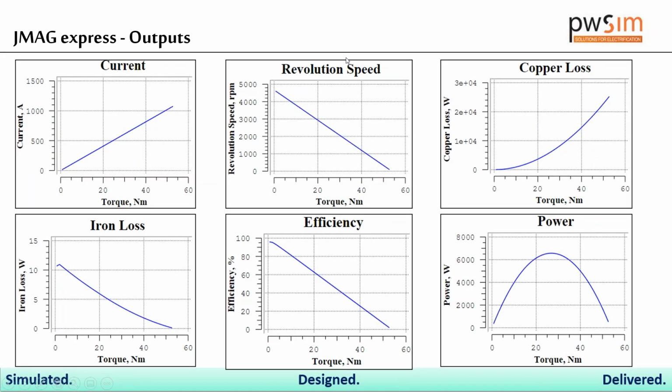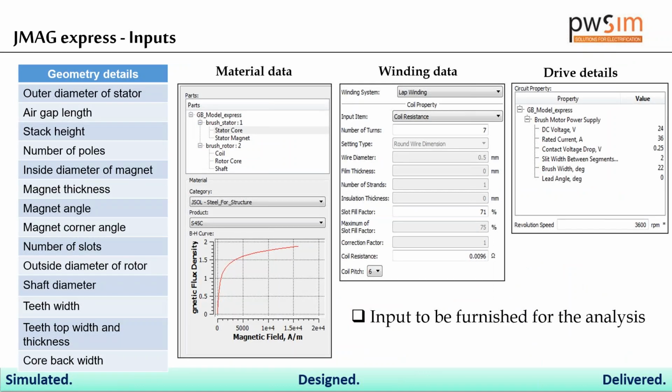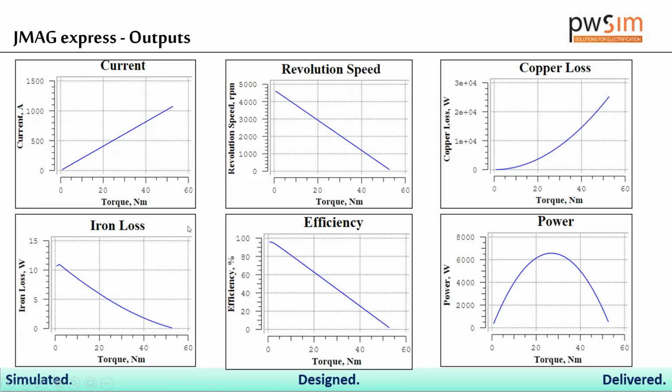So now if you see, if you have given all these details and pressed the evaluate button, you will get the results within a click of a second. These are some of the results we look forward to in JMAG Express. You have current, iron loss, power. You can also see the torque, efficiency, copper loss, etc.